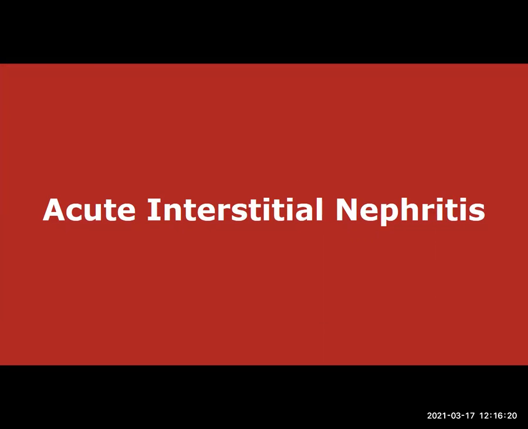So now that we've briefly touched on nephrotoxicity and the anatomy of the nephron, we'll take a look at the mechanisms of nephrotoxicity more in depth. So the first one that we will talk about today is acute interstitial nephritis.